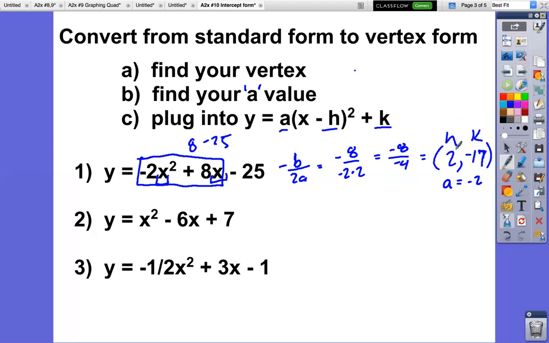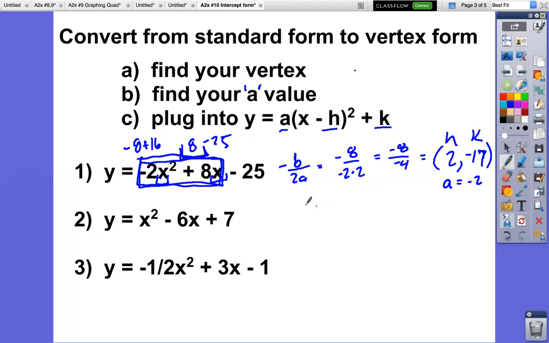So let me talk about this one more time. If I plugged it in, you plug it in for x. 2 squared is 4. 4 times -2 is -8. But 2 times 8 is positive 16. When I put these two terms together, plugging it in for the vertex only, it will always be the opposite of what I got when I plugged it in right here. That's just a good way to check. Make sure you haven't done anything silly.